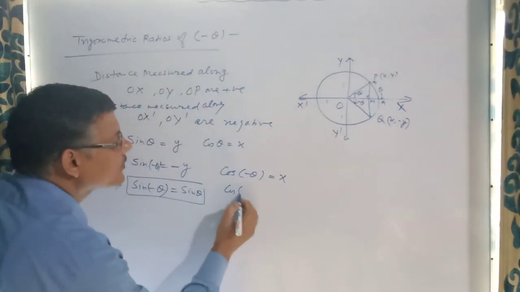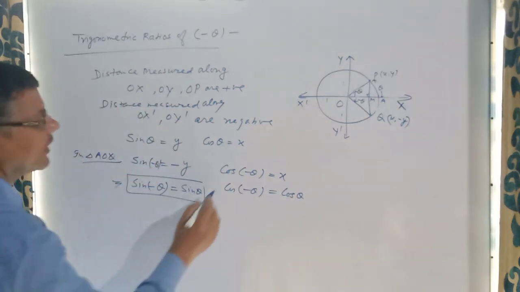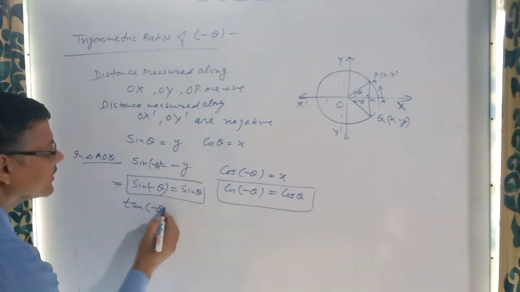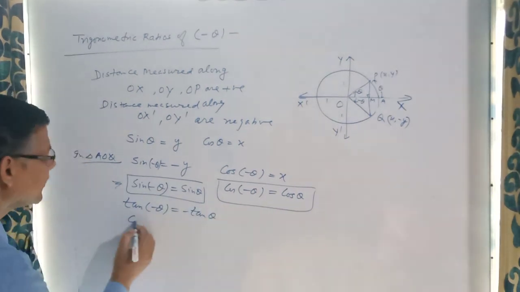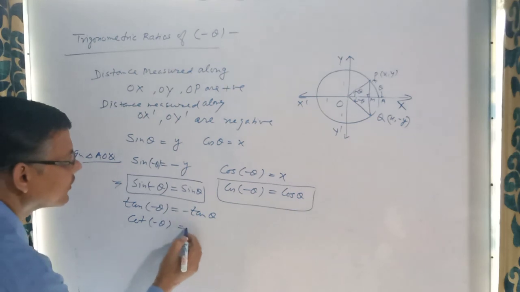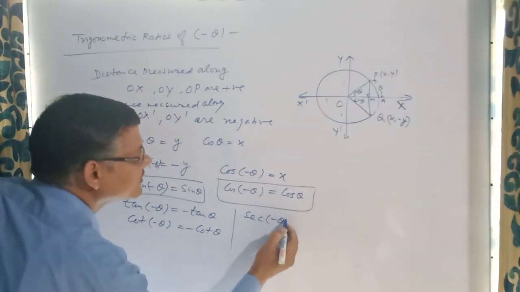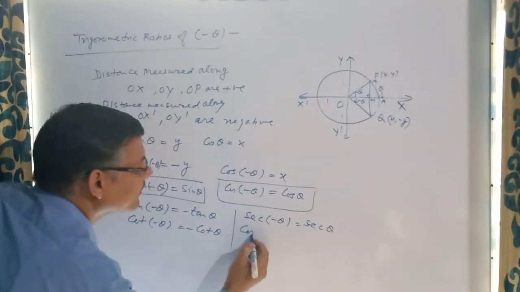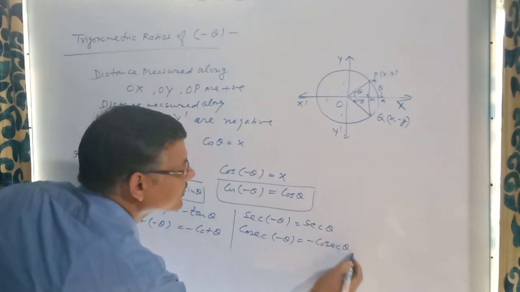Now cos of minus theta is equal to cos theta, and using sine and cos we get tan of minus theta. We divide, we get minus tan theta. Cot of minus theta is equal to minus cot theta. Then sec of minus theta is equal to sec theta, and cosec of minus theta is minus cosec theta.